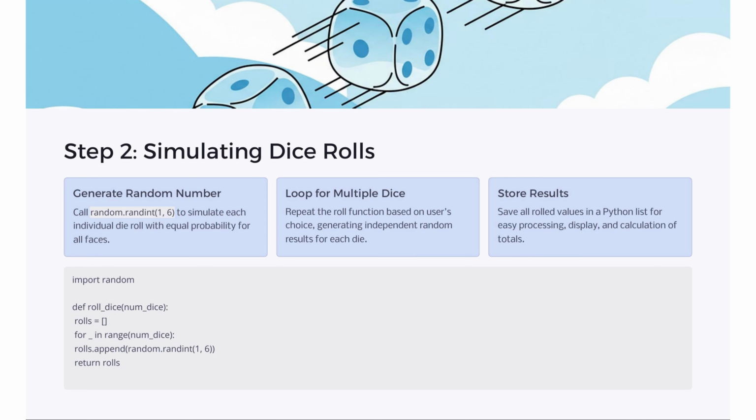To simulate dice rolls, use random.randint(1, 6) for each die, ensuring equal probability for all faces. Loop through the user's chosen number of dice, generating independent results. Store these values in a list for easy processing and display. This method efficiently captures the randomness of dice rolls, preparing data for visual representation.